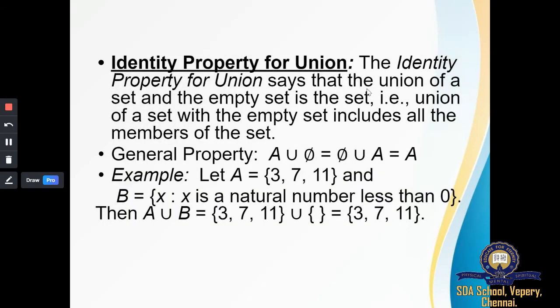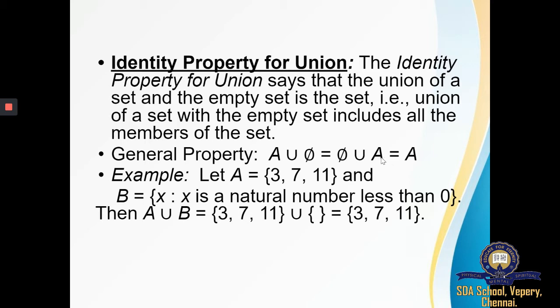Right, students? So this is very important. This is the identity property for union. So what do we mean by the identity property for union? The identity property of union says that the union of a set and the empty set is the set itself. So let's try to understand this better with the help of an example. But before proceeding to that, the general property is very important, students. A union the null set, or null set union A, is again A itself, where A is any set.